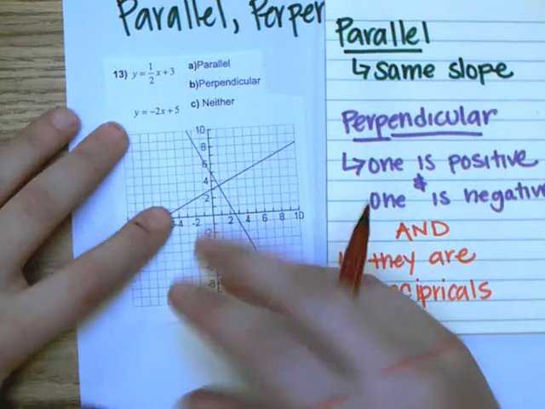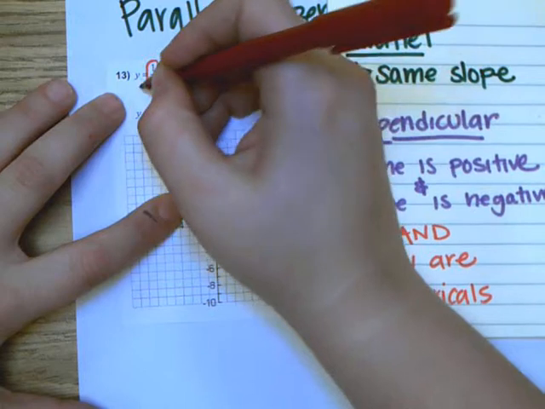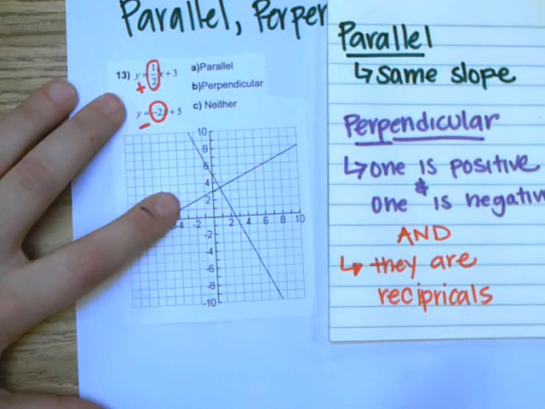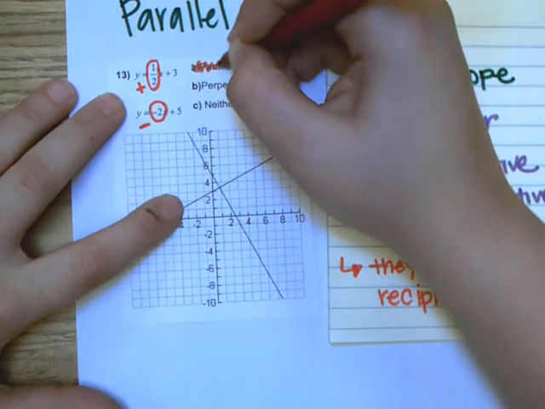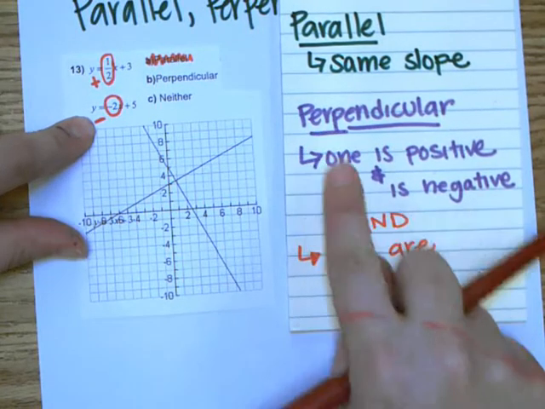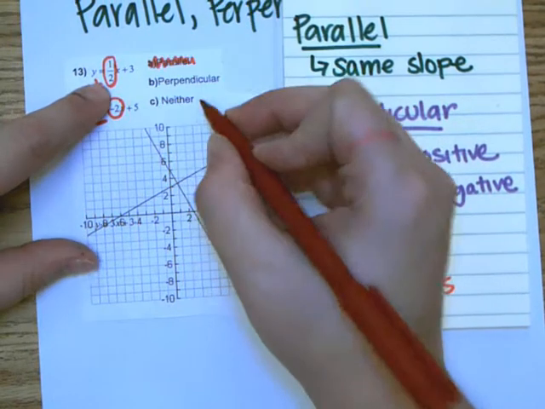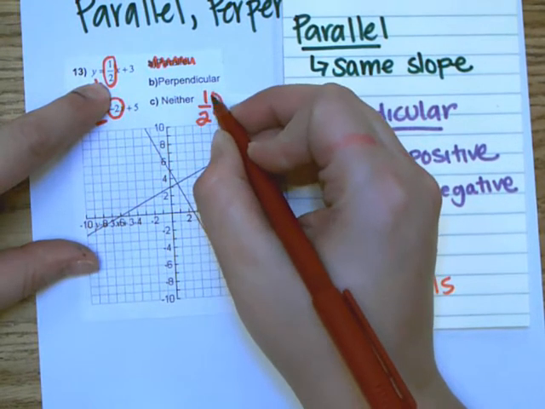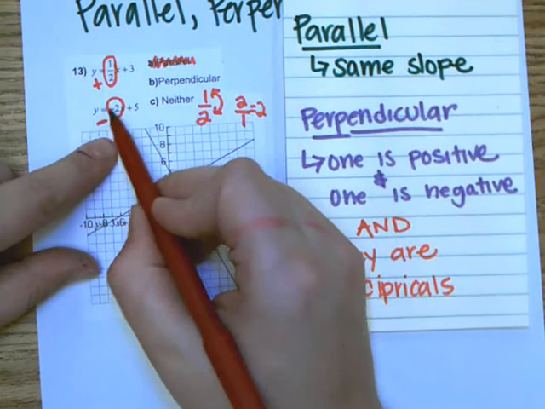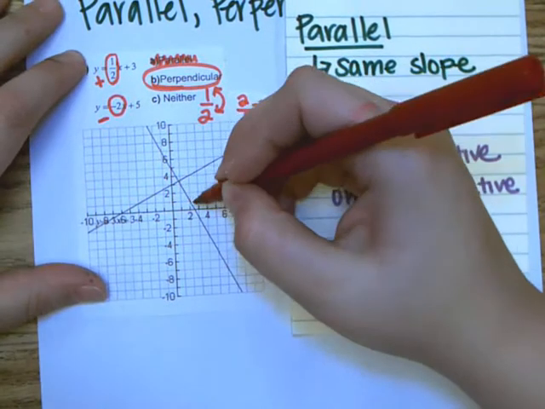Okay, now if we take a look at this example here, you will notice the number in front of x here is positive 1/2. The slope here is negative. So they're definitely not the same. 1/2 is not the same as -2, so they're not parallel. And one of them is positive and one of them is negative. So to be perpendicular, one is positive, one is negative. So far so good. And they are reciprocals. So if I take 1/2 and I switch the numerator and the denominator, we get 2/1, which is 2. So it meets the requirements of being perpendicular.